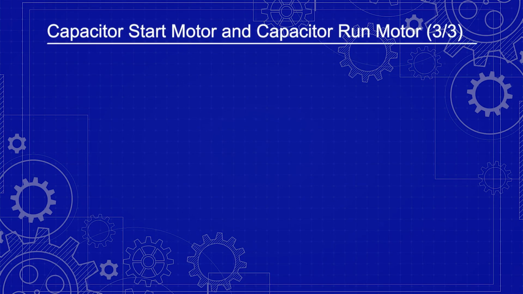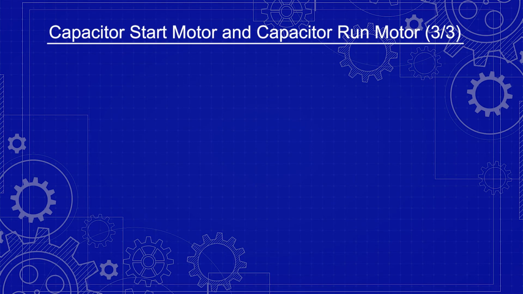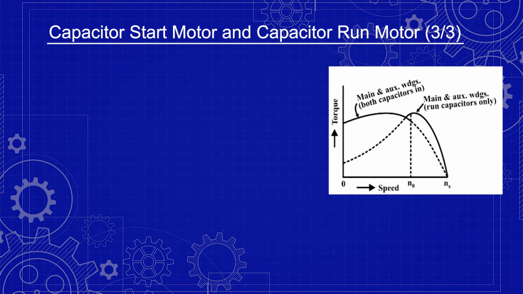We can draw again the same characteristics. Now, just please have a view over the torque speed characteristic. When the motor is going to start, then we have got a capacitor, and when the motor is running, then there is one capacitor also. So, we can have a characteristic when both the main and auxiliary windings are there, and then we have a characteristic when there is a run capacitor only.